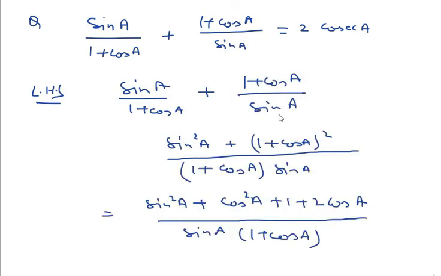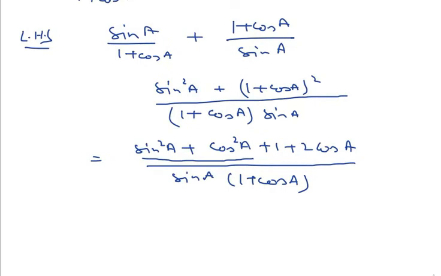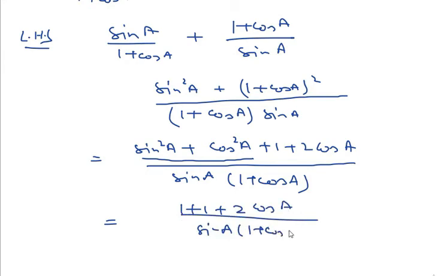So I am going to take the LCM over here. This sin A multiplies sin A will be sin square A, and this 1 plus cos A multiplied by 1 plus cos A is 1 plus cos A whole square. I will solve it like (a plus b) whole square over here: a square plus b square plus 2ab. Now what about this? You can see this identity, and you know the value of this identity is, yes, right answer, 1. So 1 plus 1 plus 2 cos A upon sin A into 1 plus cos A.